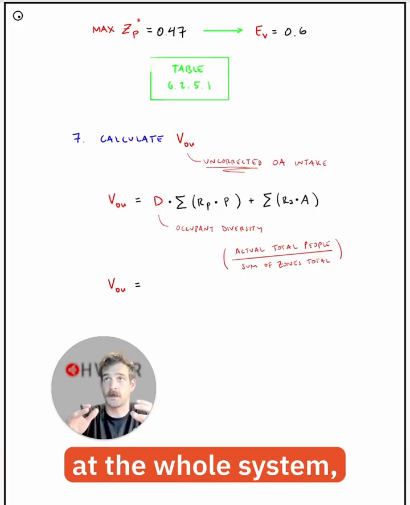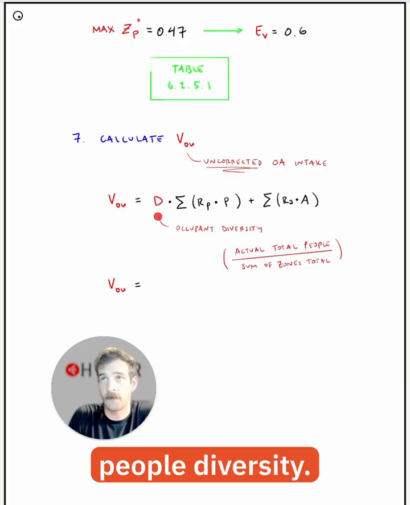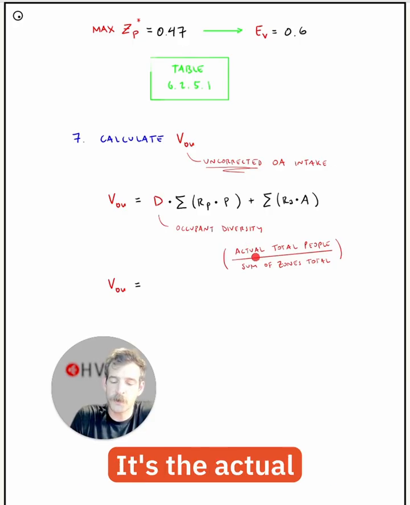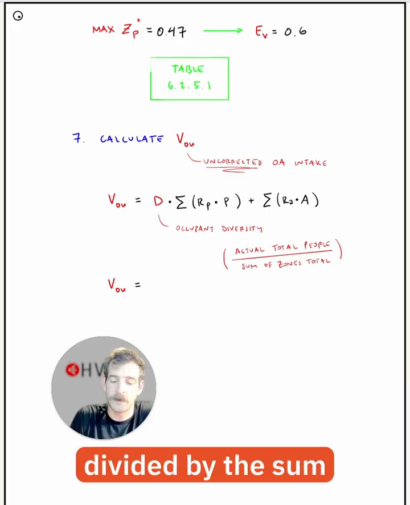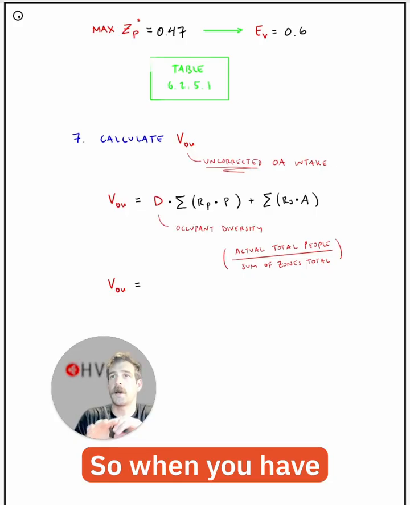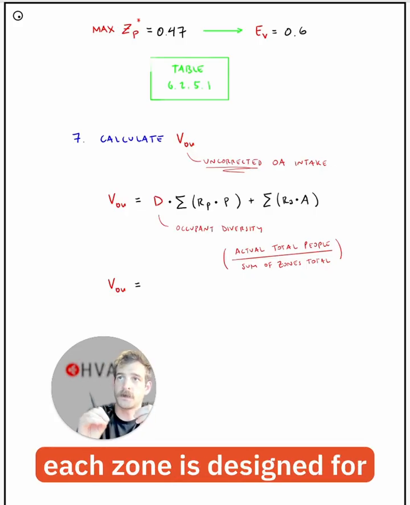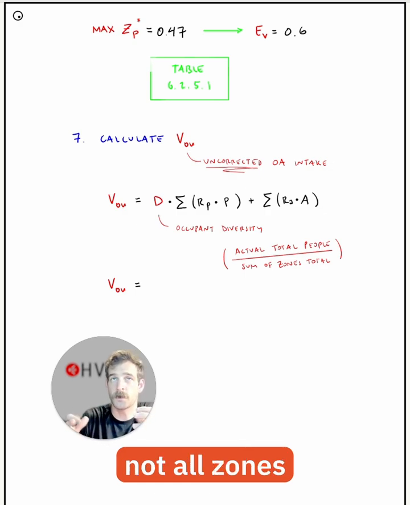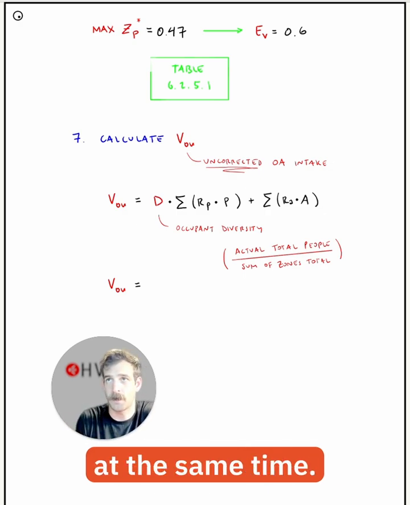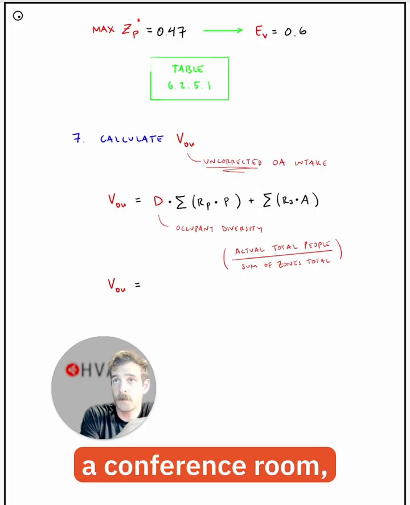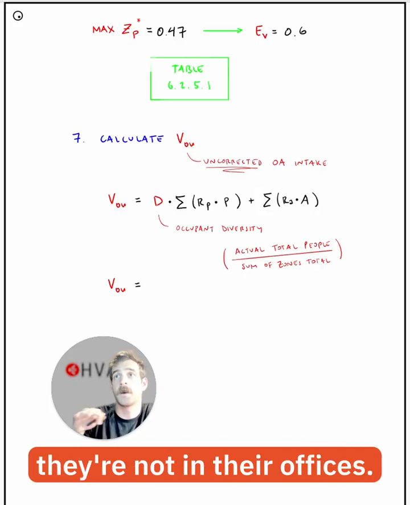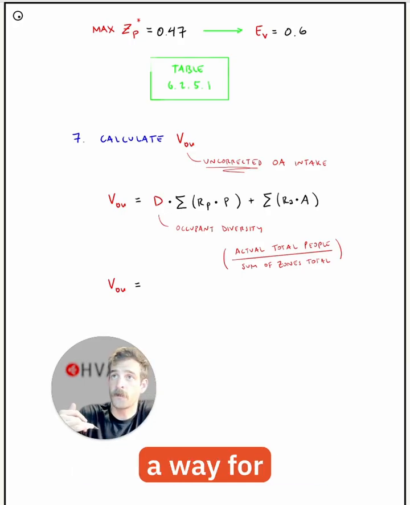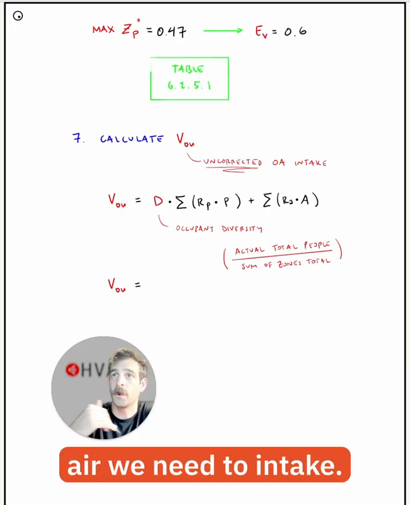And when you're looking at the whole system, you can benefit from people diversity. So what is people or occupant diversity? It's the actual total number of people divided by the sum of the zones total. So when you have a large building, each zone is designed for a certain number of people, but when you apply diversity, you're assuming that not all zones are fully occupied at the same time. For an office building, people may be in a conference room, that's one zone, but if they're in the conference room, they're not in their offices. So there's a little bit of diversity in the total number of occupants. And this is actually a way for us to reduce the amount of total outdoor air we need to intake.